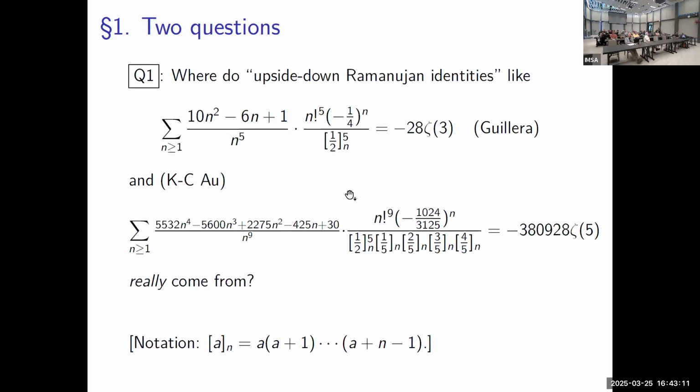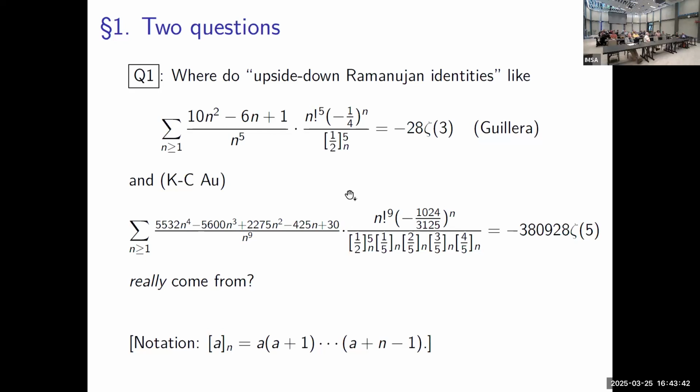Okay, so I want to begin with 2 questions. The first of which was inspired by a talk that John Voight gave when he came to visit WashU recently. And that is, where do upside down Ramanujan identities, like these 2, which you can find in papers of Jesús Guillera and Casey Hall, really come from? They're called upside down because the right side up would be to have the Pochhammers in the numerator. And the mysterious part of these maybe is the polynomial part of the numerator.